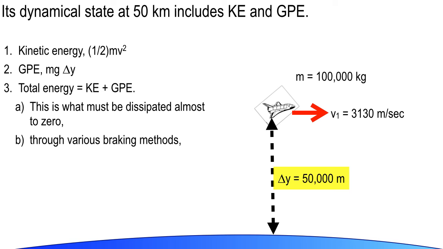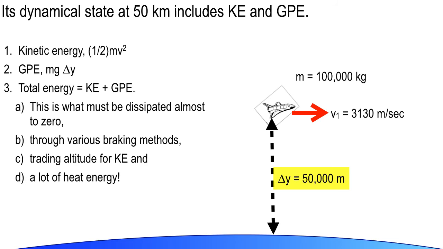All right. And there's various braking methods that they use. You know, they're trading altitude for kinetic energy, and a lot of heat energy has to be dissipated. So they're dissipating a lot of it through heating up the atmosphere, and then aerodynamic braking, different methods to do that as well.